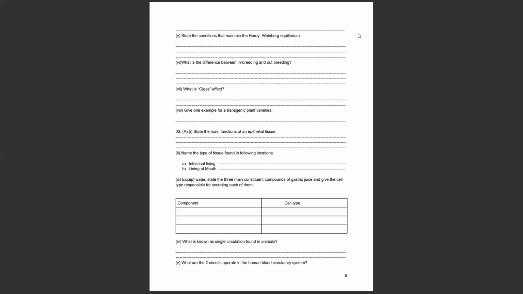Papaya resistant to ring spot virus, and the second one, golden rice. You have to mention only one, right? There are two transgenic plant varieties, papaya resistant to ring spot virus and golden rice. If they are clear, then give 1 mark. So the marks are given out of 40, multiplied by 2.5, then you can get the number of marks you got out of 100. You can convert it to 100, right?